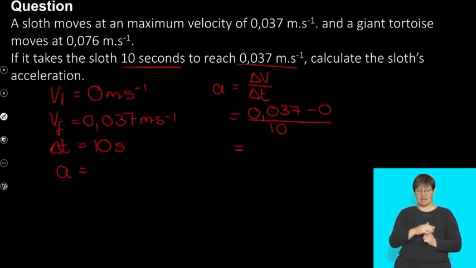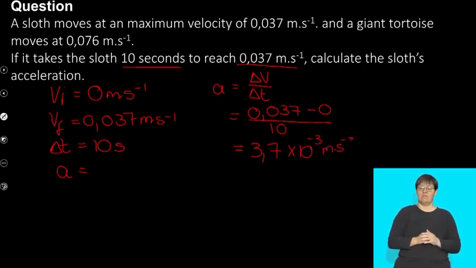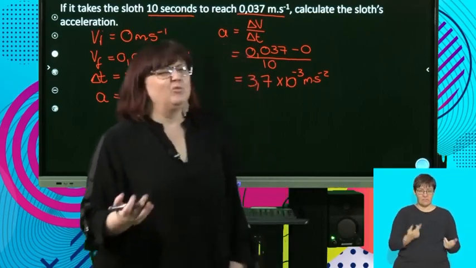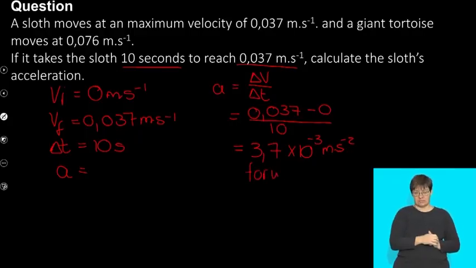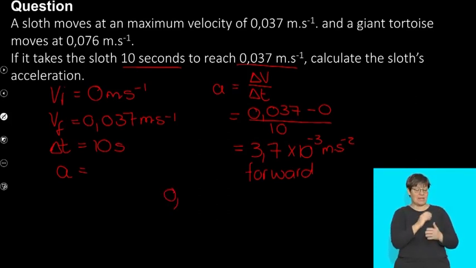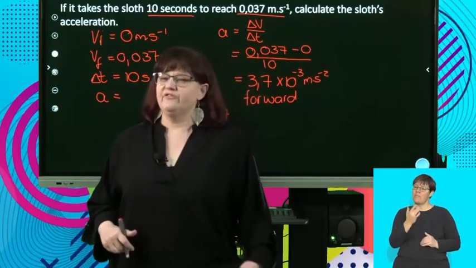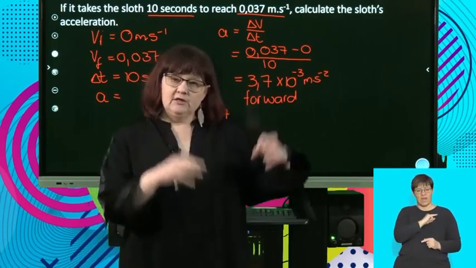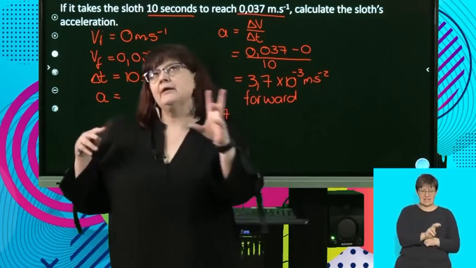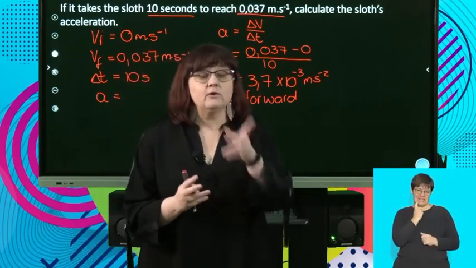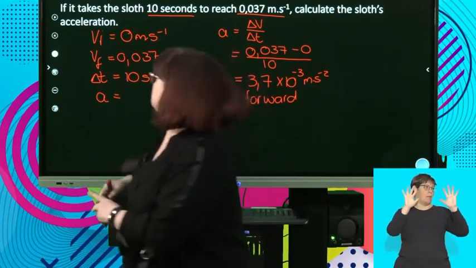So that's 3.7 times 10 to the minus 3 meters per second squared, but acceleration is a vector. That means I need to give it a direction, and we're going to assume it's going forward. For those of you that didn't get it in scientific notation, your answer would be 0.0037. Both of those are correct. It doesn't matter, though we do prefer scientific notation, especially as we get to more complicated sums later on, and your calculators can do it for you. Calculators are amazing.